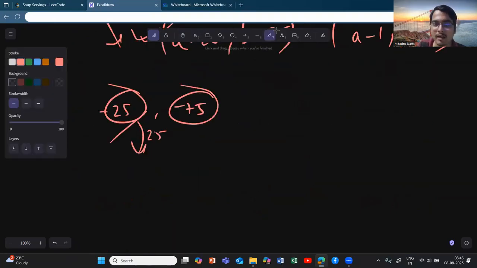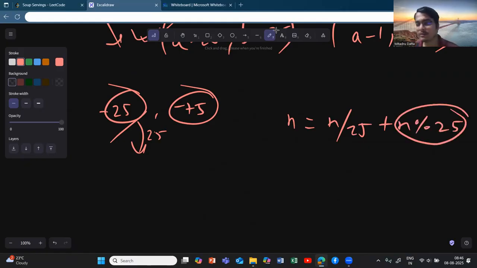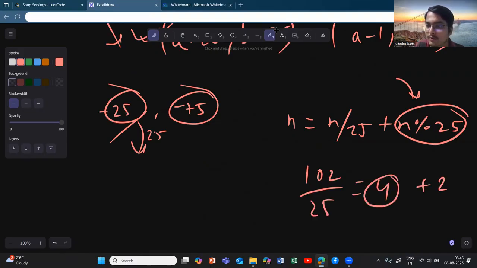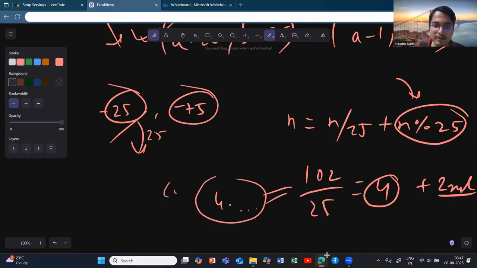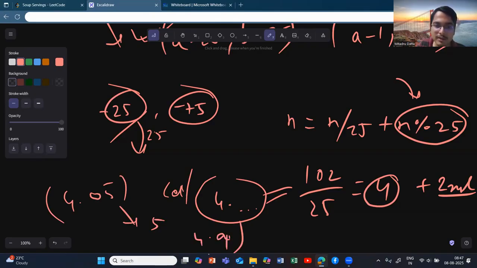I hope you understand that, because n can be written as n divided by 25 plus n mod 25, right? This extra value, let's say you are having something like 102. If you divide by 25, this will be 4 plus 2 ml extra left, but you need to pour one more time. So this value will be 4 point something, and you need to take the ceil of that. I hope you know what the ceil is. If you take the ceil of 4.9, you will get 5. That's how ceil works.